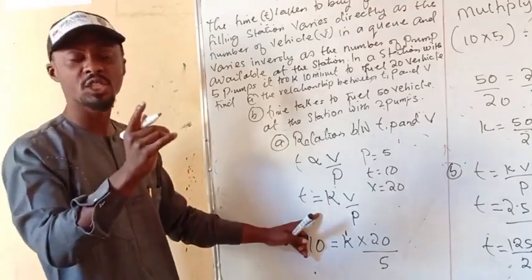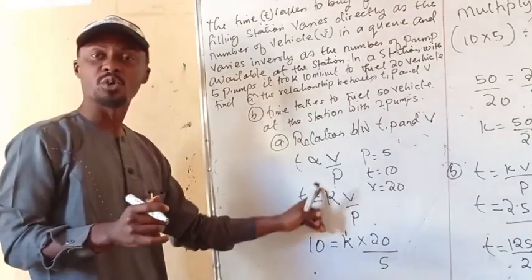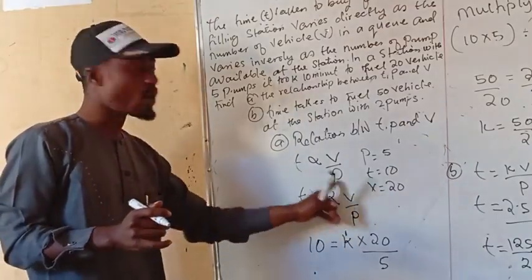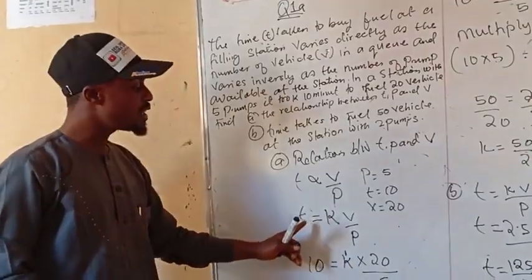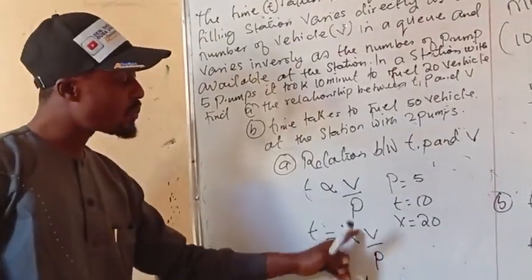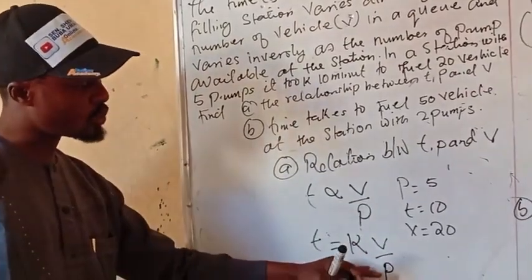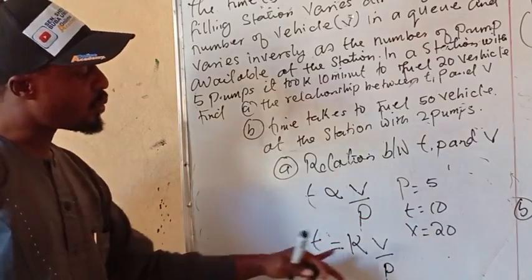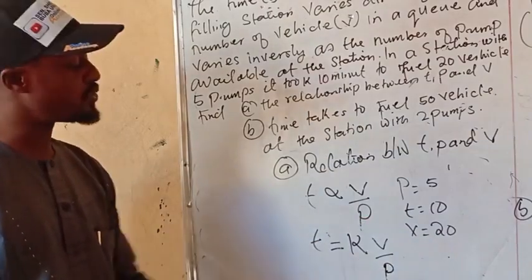And the mathematics condition is to introduce a constant, which is known as the constant of variation. Here we make K our constant of variation, meaning T equals K. This is the only new number if you compare equation 2 and equation 1. V is there, P is there, V is there, P is there. But K was introduced as our constant of variation.